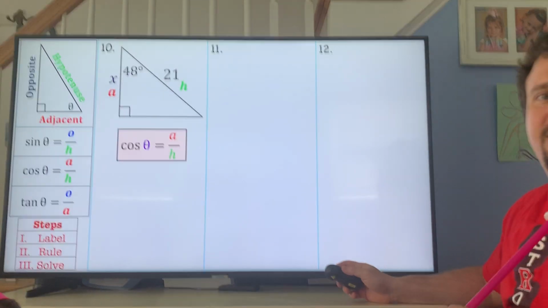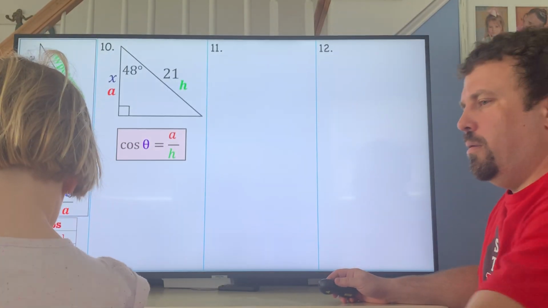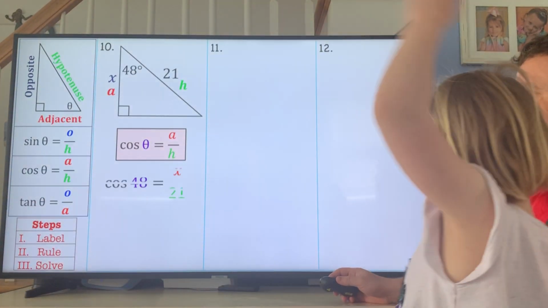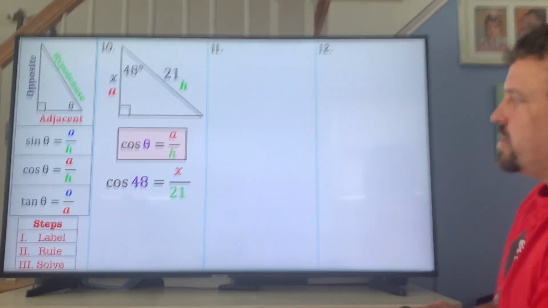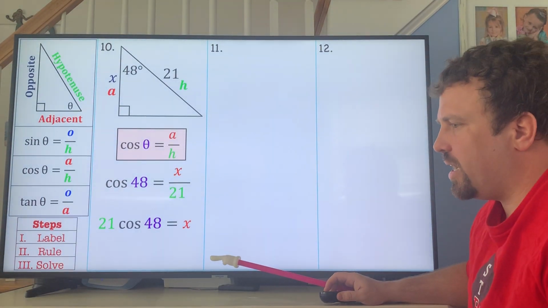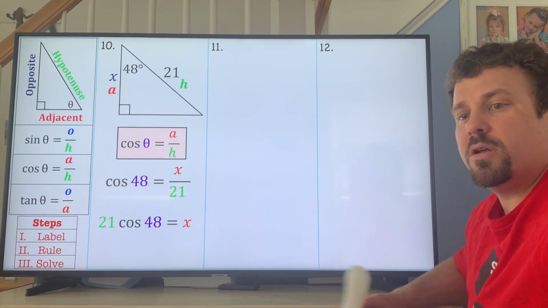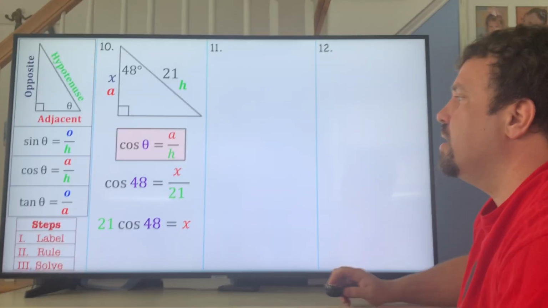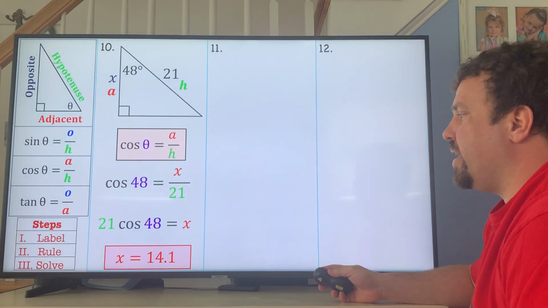Cosine. I need my point. Cosine 48 equals x over 21. Multiply 21 on both sides. 21 times cosine 48 is 14.1.